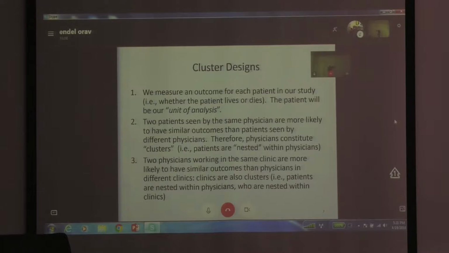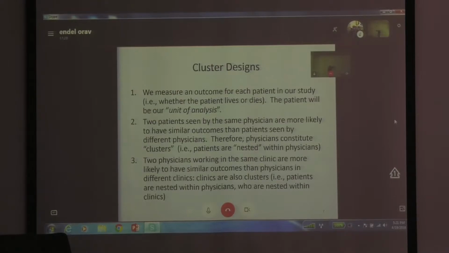And if we switch to a totally different outcome, patient satisfaction, then almost certainly 2 patients seen by the same physician, their satisfaction ratings will be much more similar to each other than a patient seeing physician A and a different patient seeing physician B. So patients seen by the same physician fall into the same cluster. And so while the patient is the unit of analysis, physicians constitute clusters. And we talk about patients being nested within physicians. So as you can see, there's an entire language built around this sort of study design.